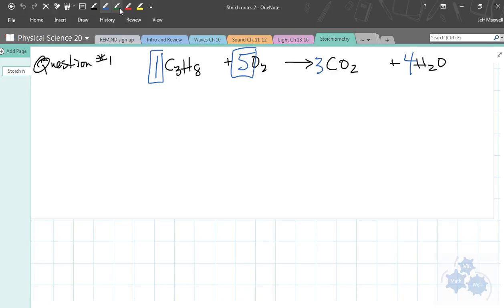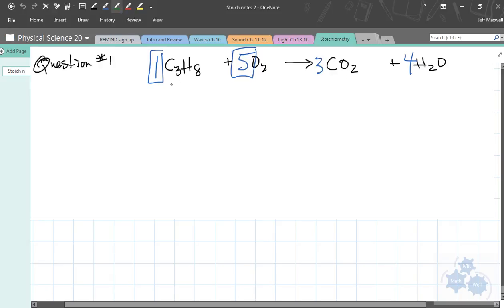So the question says, if you have 14.8 grams, it's not a lot, but not going to quite cook a whole hot dog. But anyways. Of propane, and you have 3.44 grams of oxygen. The question is, what is the limiting reactant? Okay, so what is the limiting reactant?